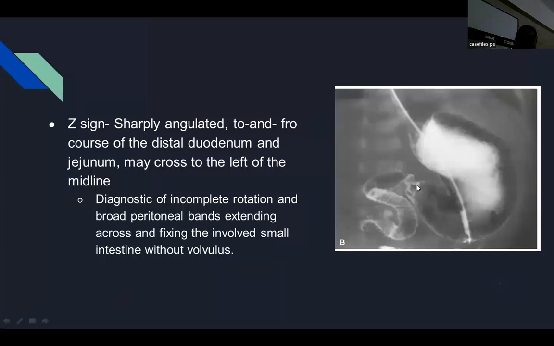As we can see here, this is the gastric outlet and the duodenum, the first and the second part of the duodenum. However, the DJ flexure is towards the midline, and the jejunal loops, which are not appreciated well in this dye study, appear to be on the right side of the spine.